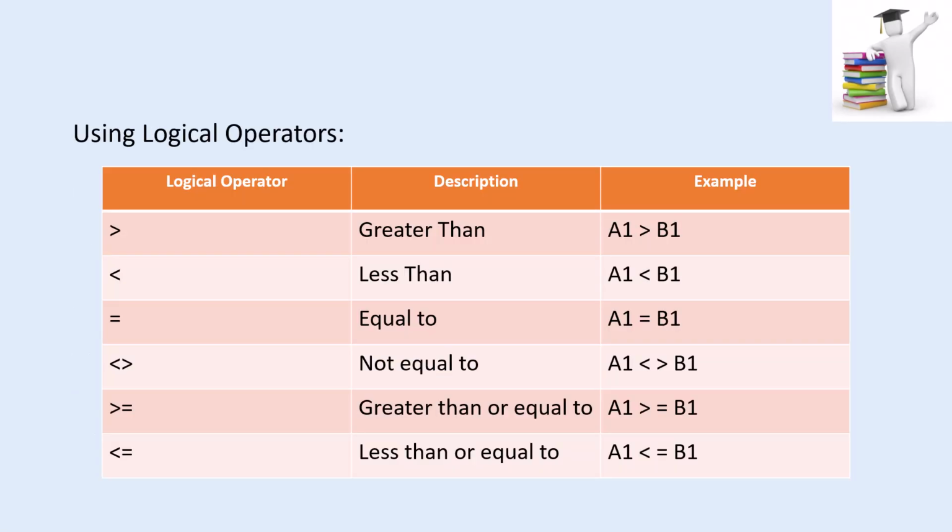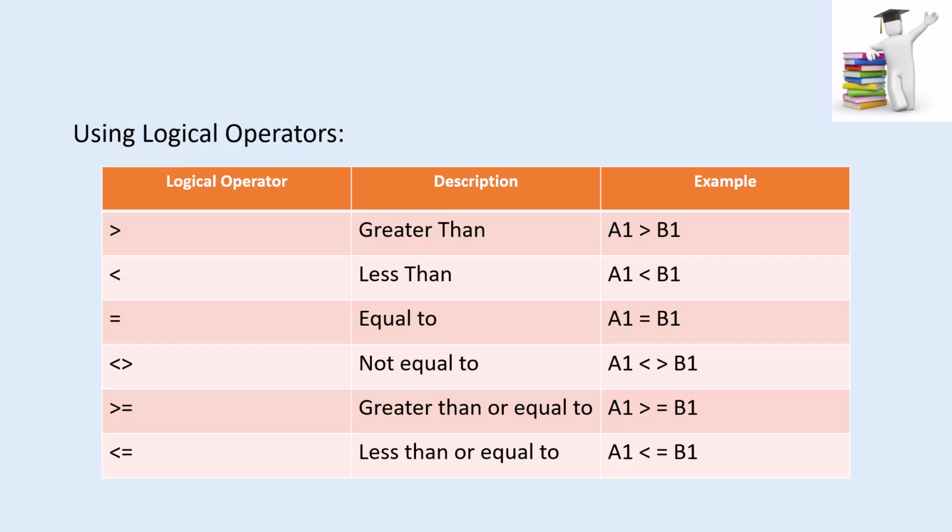As we create our if statements, we will often use logical operators to specify the conditions to be evaluated. In Microsoft Excel, logical operators are sometimes called comparison operators. These are symbols used to compare two values. When a comparison is made, the result is always a Boolean value, either true or false. Let's take a look at these logical operators.